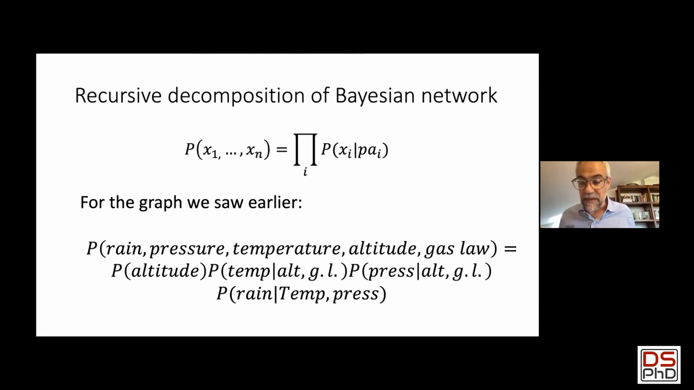At the same time, the probability of having a given barometric pressure is given by the altitude and by the physical environment, the gas law and so on and so forth. And then the probability of having rain, in my simplified model, is conditioned only on temperature and pressure. So in my model, if I know the temperature and the pressure, I can estimate the probability of rain. So this makes things considerably easier.